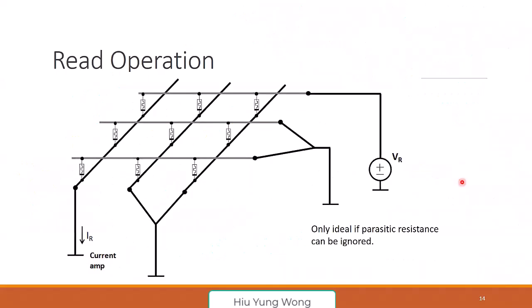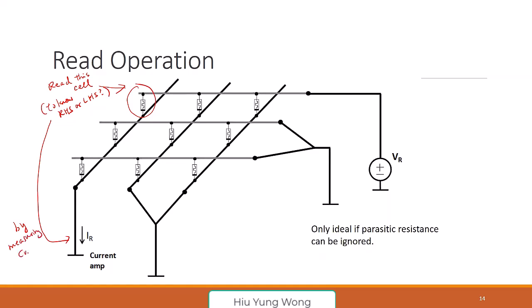How about for reading? What is the best way to read? Now here I show an example. This is the target. Read this cell. My goal is to know, what do I mean by read? It means I want to know whether it's high resistance state or low resistance state. And of course, the goal is to measure the current.